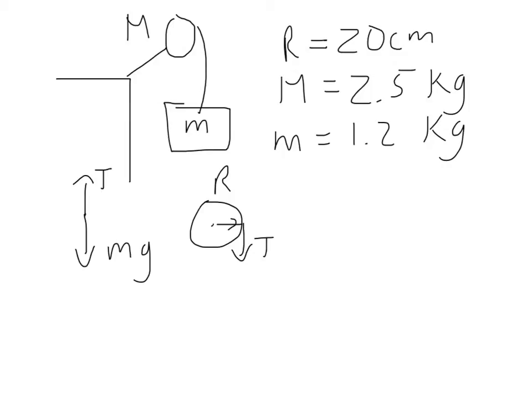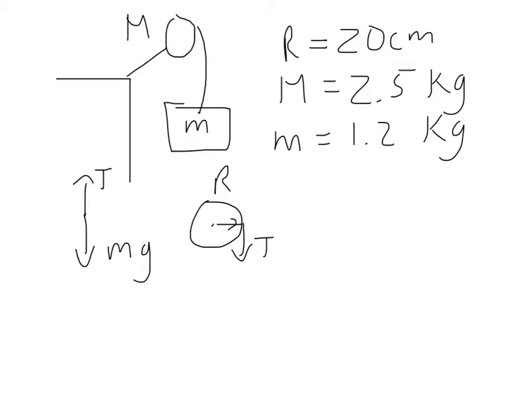In this example, we have a box of mass little m, 1.2 kilograms, hanging off of a pulley, except this pulley actually has a mass. Up until now, every pulley that we've used in class has been massless and frictionless, so we don't have to worry about the rotation of the pulley. In this case, we do. The pulley has mass big M, 2.5 kilograms, and a radius of 20 centimeters.